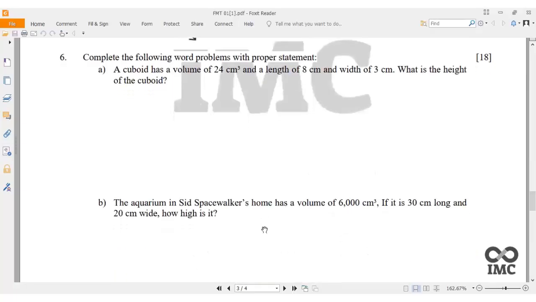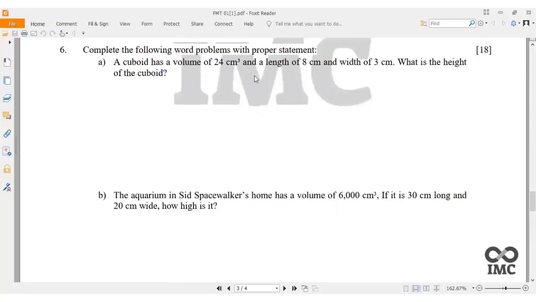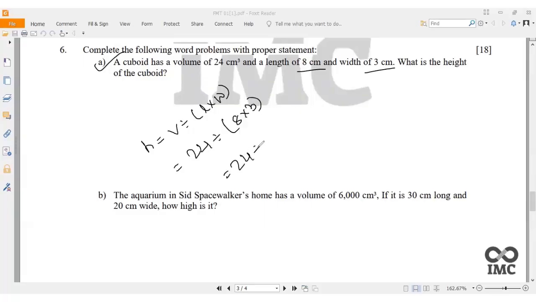Now, next one. Number 6. Complete the following word problems with proper statements. A cuboid has a volume of 24 centimeter cube, length 8, width 3. What is the height? So, in a cuboid, we know that the formula for height is volume divided by length multiplied by width. So, volume is 24 divided by length multiplied by width will be 8 multiplied by 3. So 24 divided by 24. So answer will be 1 centimeter.